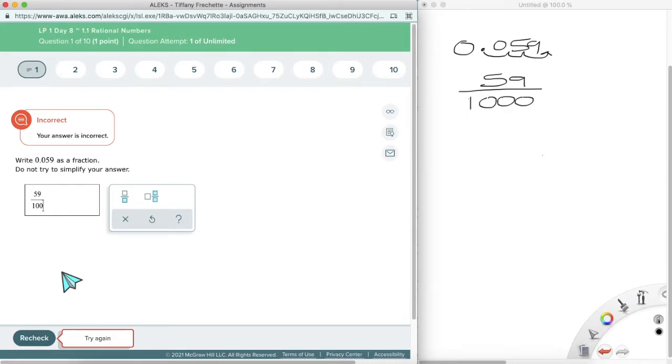What does it not? Oh, I put 100. Ha ha ha. I just didn't type in enough zeros. I thought I hit it 3 times there. So it was 59 thousandths, not hundredths. There we go. So now, you can see it gave me another chance.